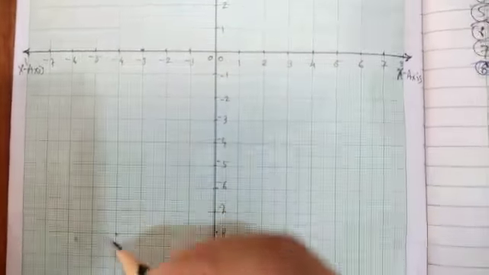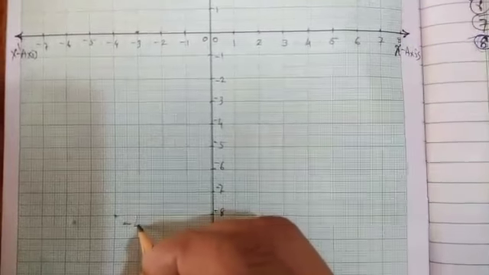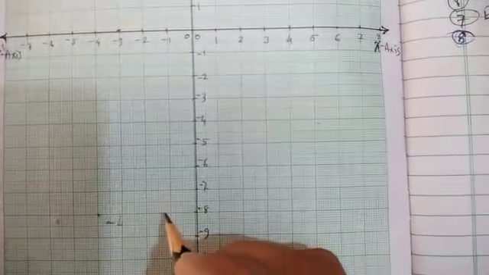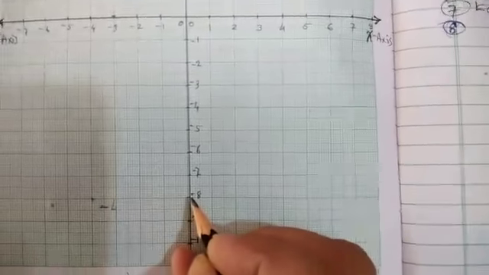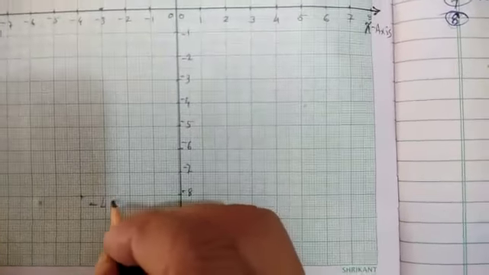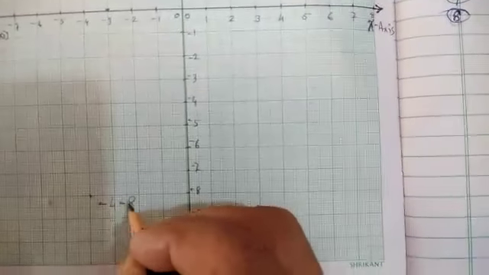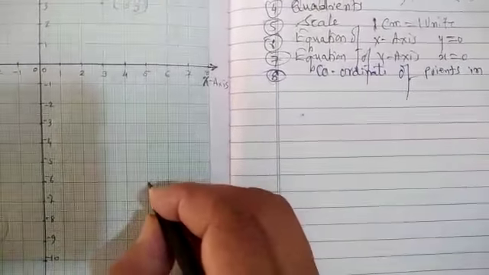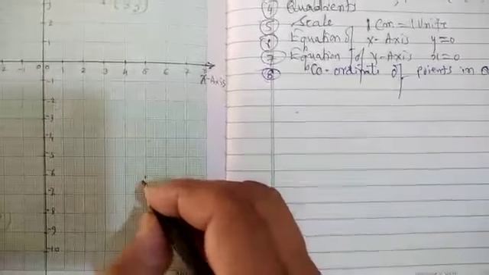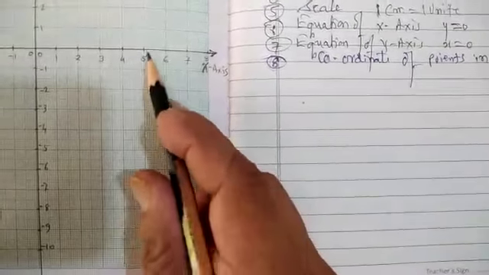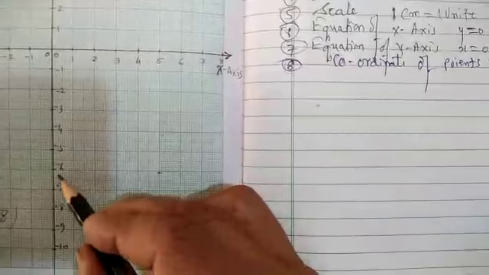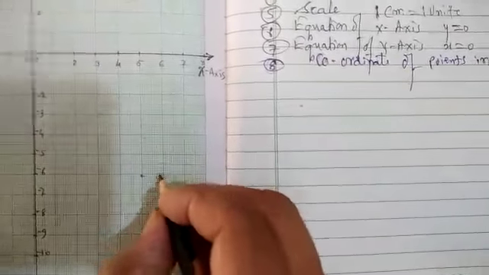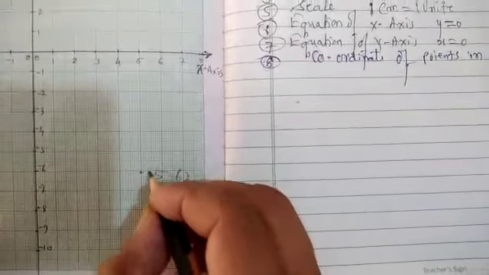On the x-axis, this is -4, and draw the perpendicular on the y-axis, -8. The coordinates are -4 comma -8. Now select any point here. This is 5 and -6. 5 comma -6 be the point.